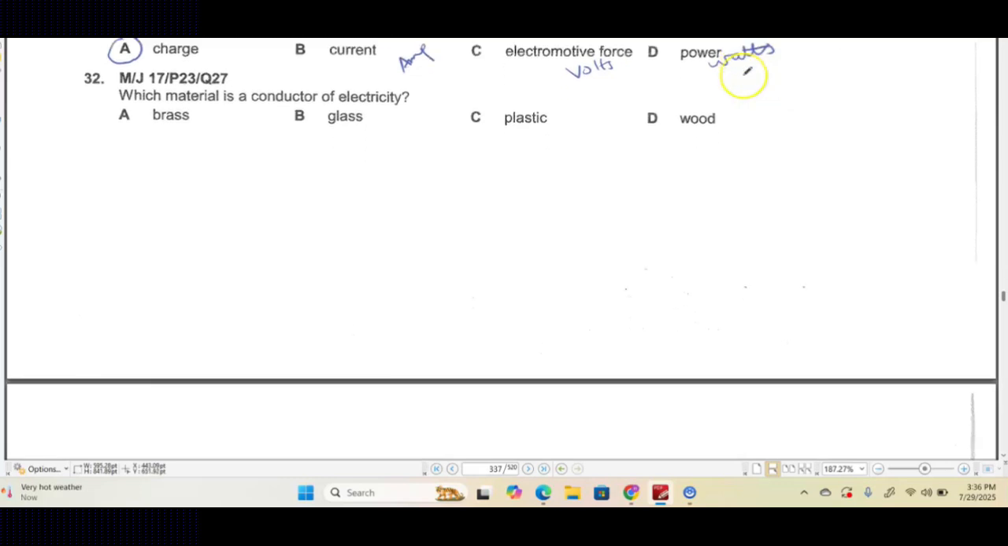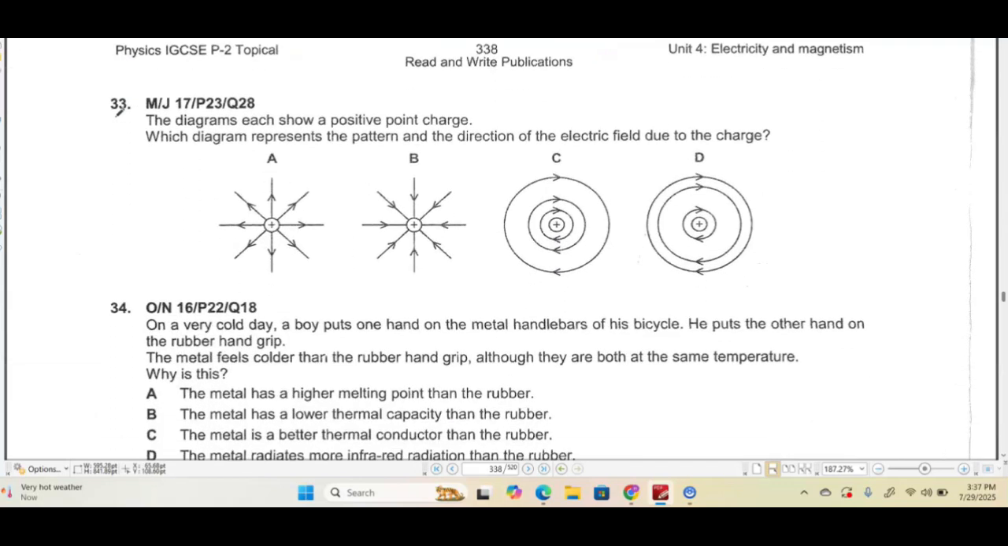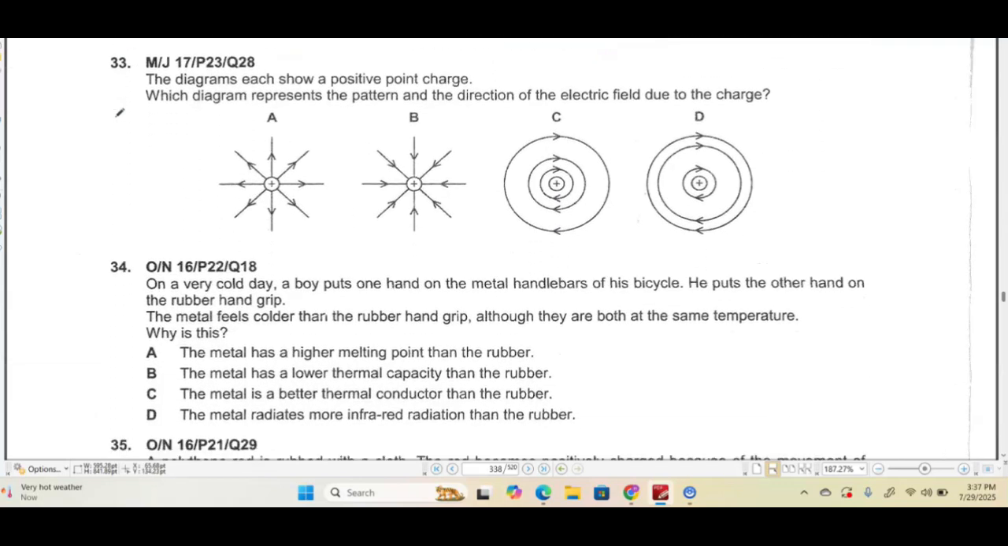Question number 32. Which material is a conductor of electricity? Glass, plastic, and wood all are insulators. So brass is the only one which is a conductor. Question number 33. The diagram shows how a positive point charge. Which diagram represents the pattern and the direction of the electric field due to the charge? The direction would be outwards, because over here there is a positive charge, so it's going to be repelled.